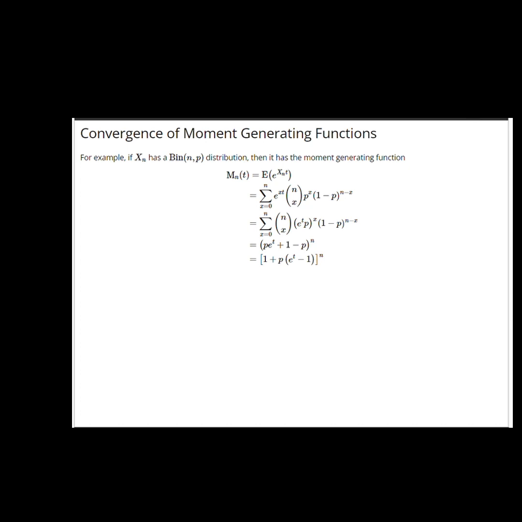And now if you go back and check what the binomial theorem says about such a sum, that's an expansion of something that looks like this, a plus b raised to the power n. A in this case is e to the t p, b is 1 minus p. So the binomial theorem gives us an expression for this sum. It's p e to the t plus 1 minus p, raised to the power n. We've found the moment generating function of a binomial.